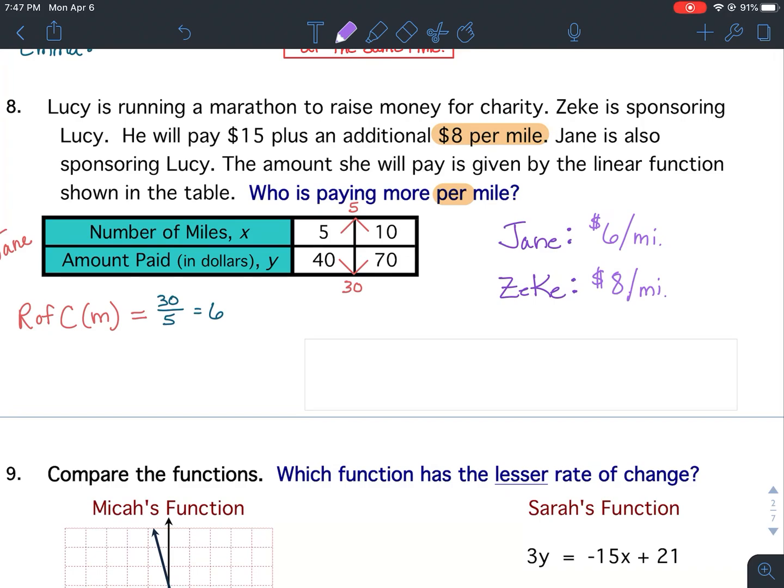Now, don't let this $15 throw you off. That's that one-time fee, that initial value. Don't let that throw you off. It's just there as additional information. You don't need it. He is going to pay $8 per mile.